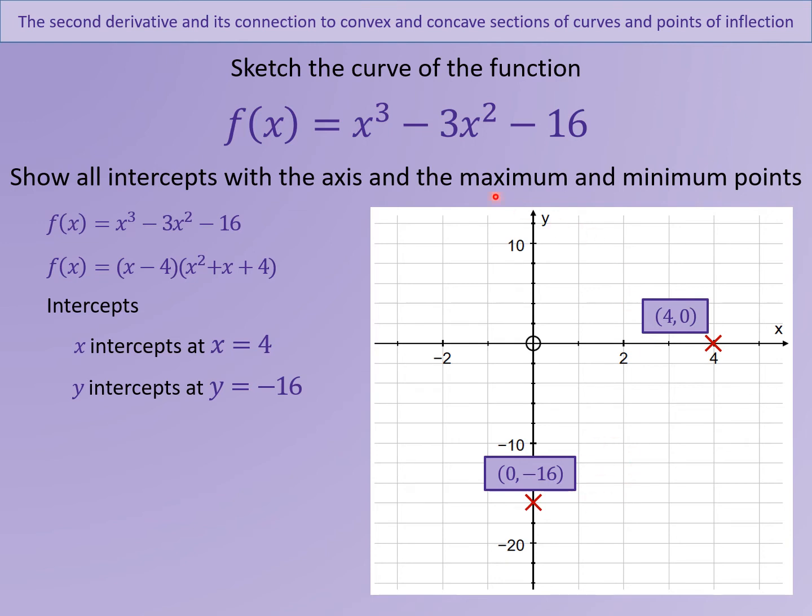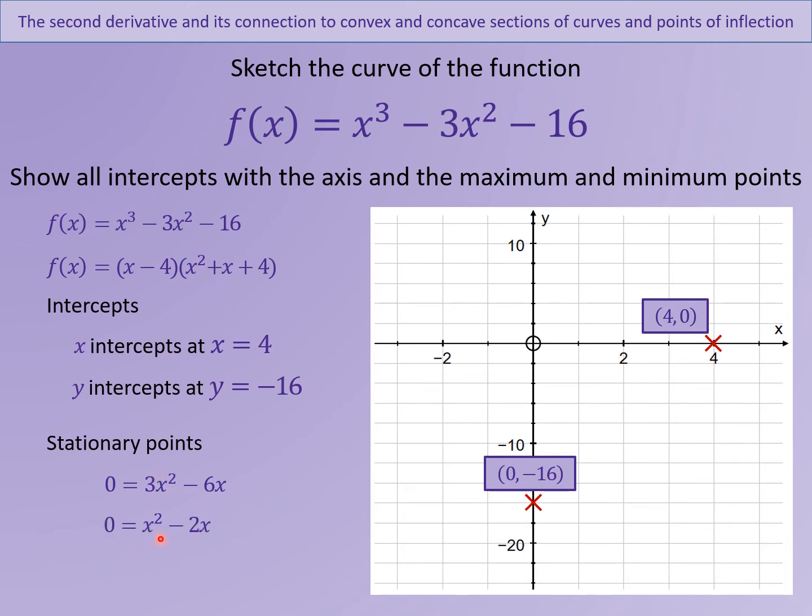The way I'm going to do that is by investigating its maximum and minimum points. So for the stationary points, the first derivative is 3x squared minus 6x. So that means its stationary points are when it equals naught. So therefore 3x squared minus 6x equals naught.